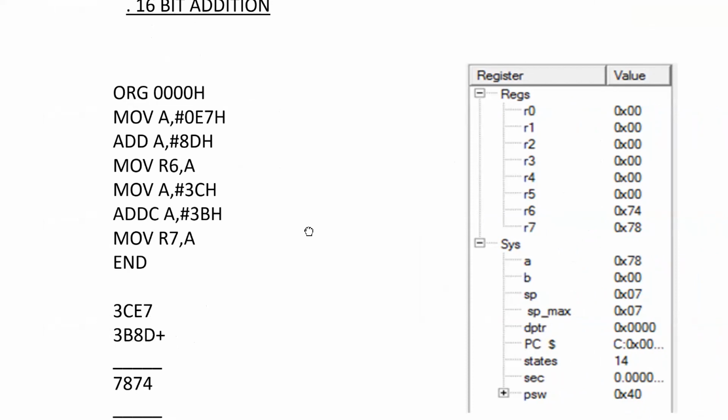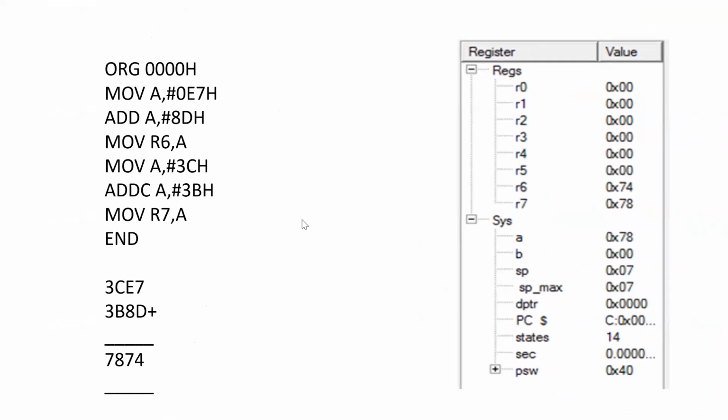I think this program, can anyone explain? Shalini, register number 77. Shalini is there? Most of them are connecting through mobile data. Shalini? Ma'am, can you explain this program?